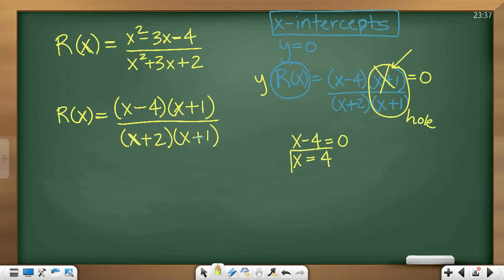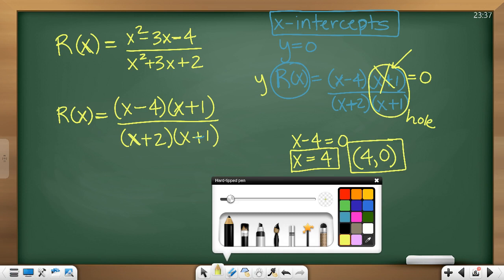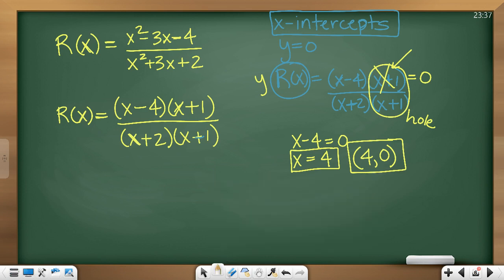So that is where our x-intercept is. The way you write that as an ordered pair is 4, 0. The x-coordinate is 4, the y-coordinate is 0. Simple enough. Now let's do the y-intercept. We did the x-intercept, now I want to do the y-intercept.